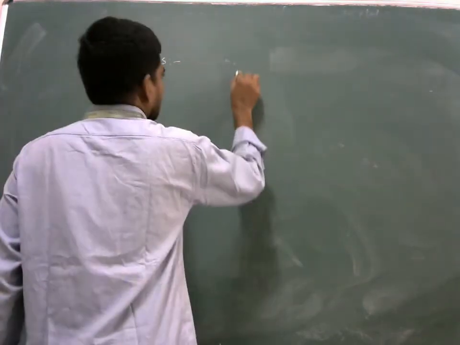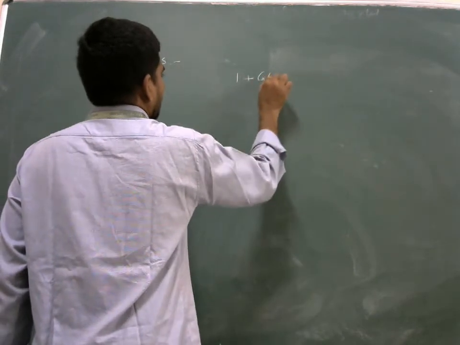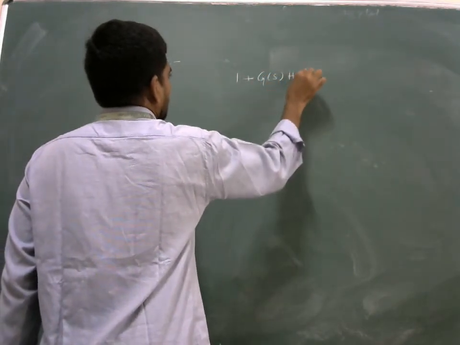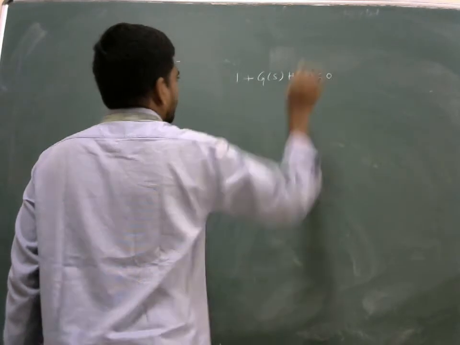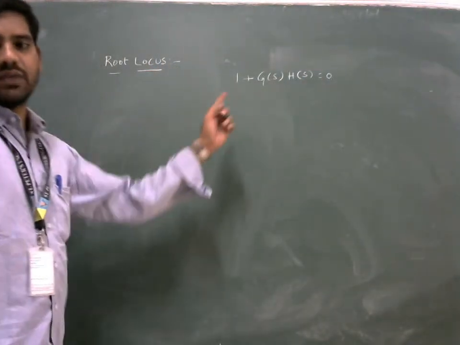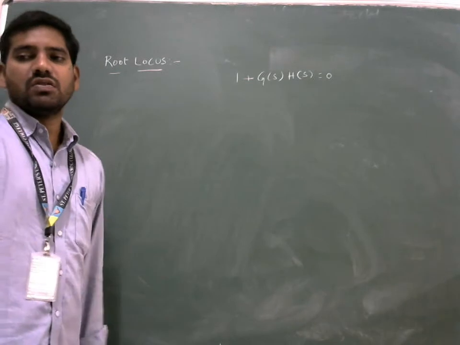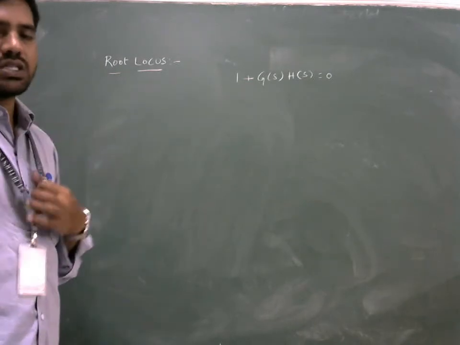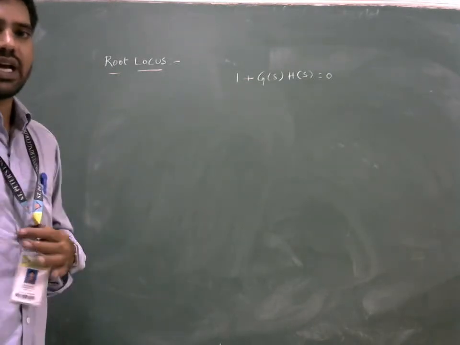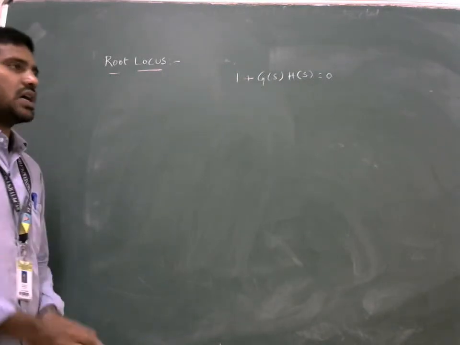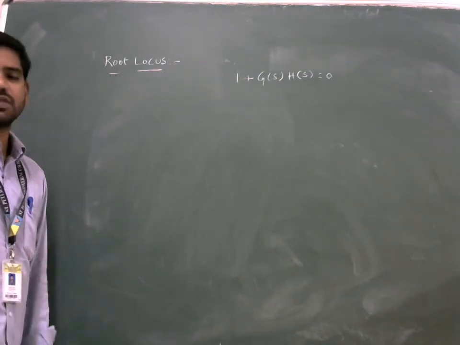Here, what is meant by root locus? Root locus is nothing but a path of the roots of the characteristic equation. Already we know that the characteristic equation is 1 plus G(s) H(s) equal to 0. That is the root locus characteristic equation. Any characteristic equation we consider is 1 plus G(s) H(s) equal to 0.